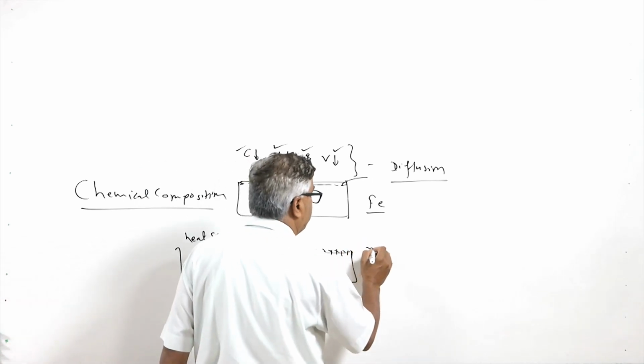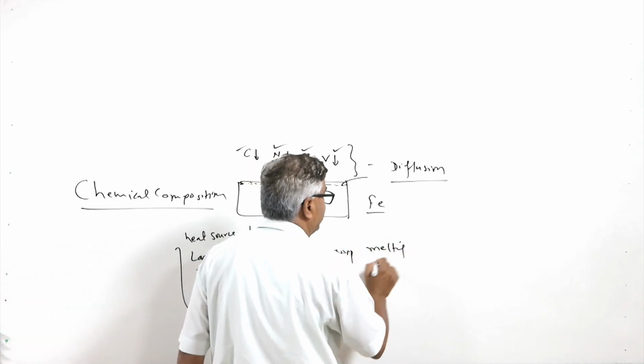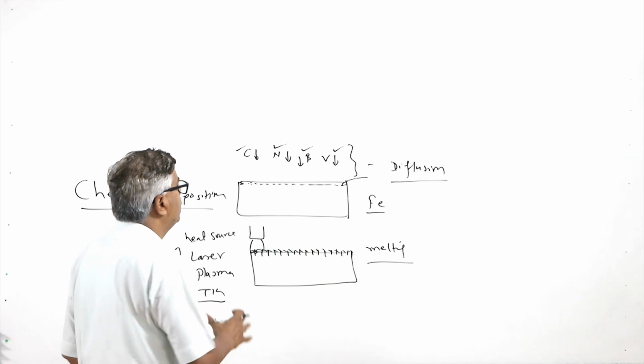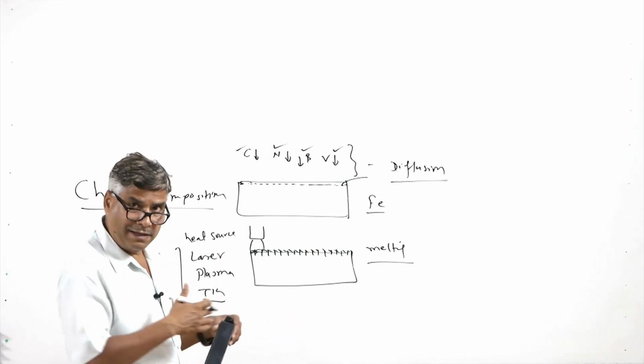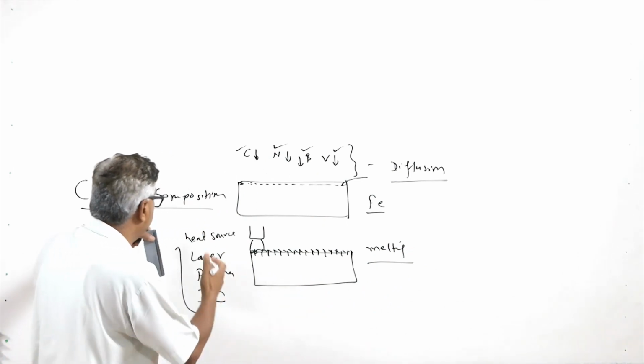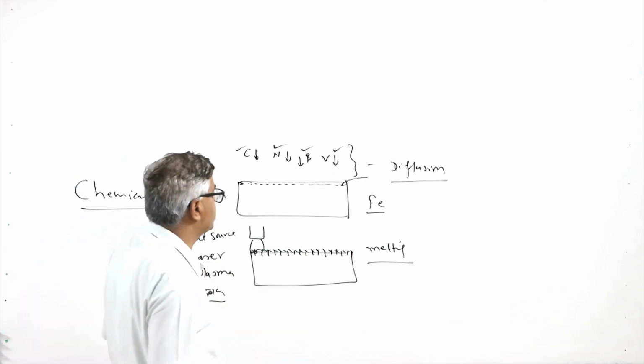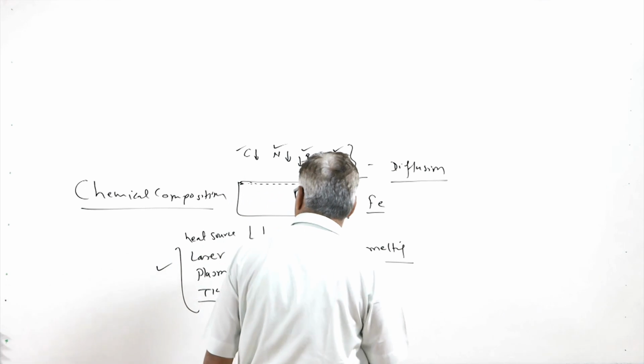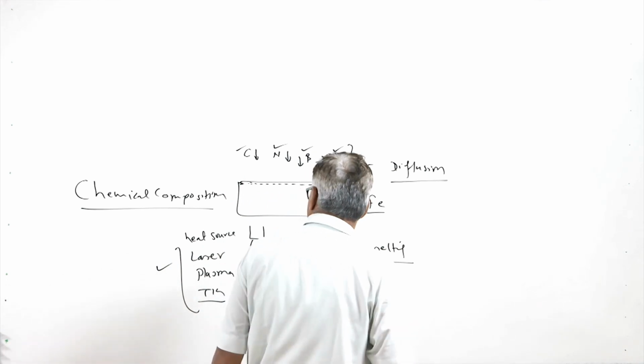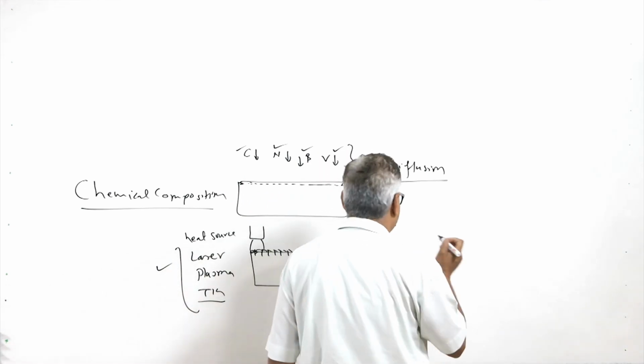So this approach is basically melting. Melting is another approach wherein the surface layer composition is modified through the use of these sources of heat, maybe electron beam or laser or plasma, or a flame can also be used for this purpose.